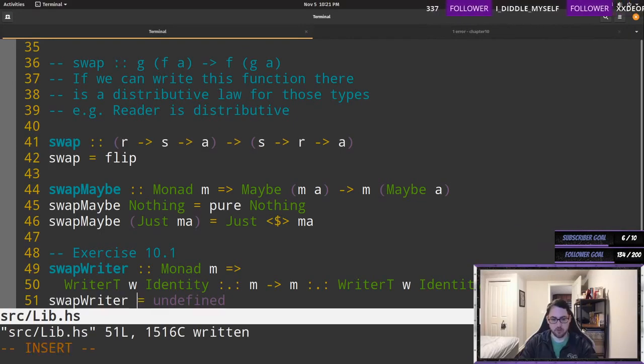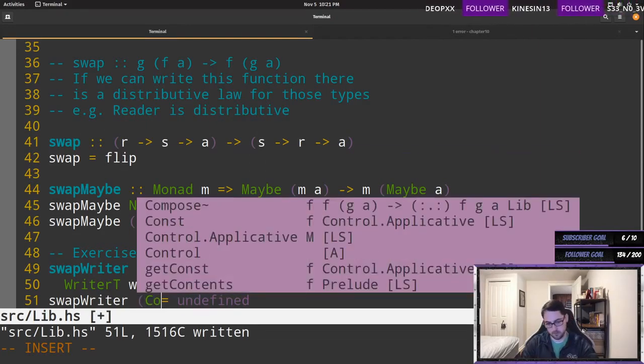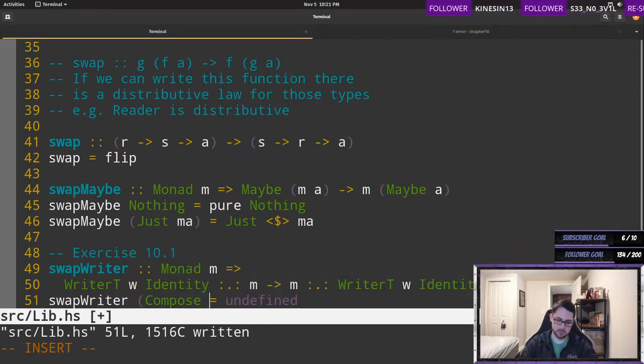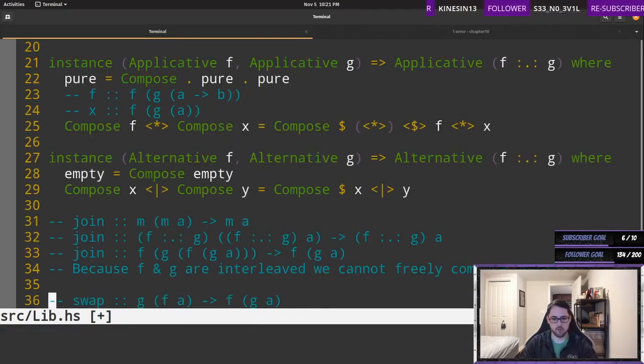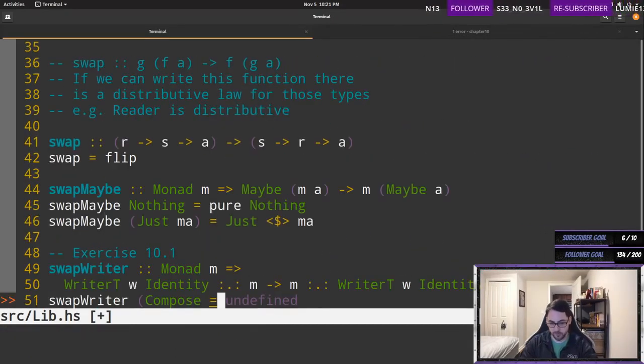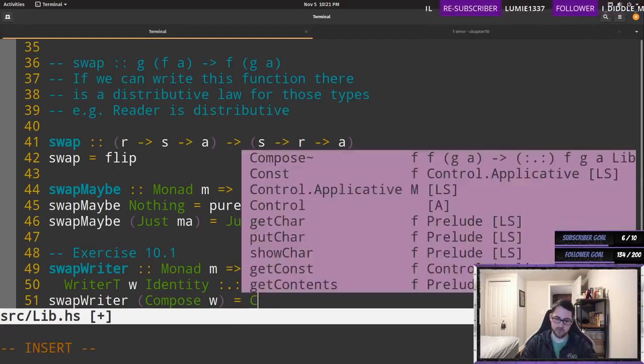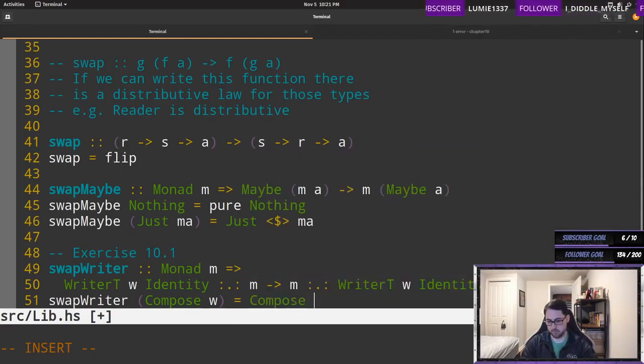Okay, so here we're going to take a compose of something. And we need to write a compose of something.